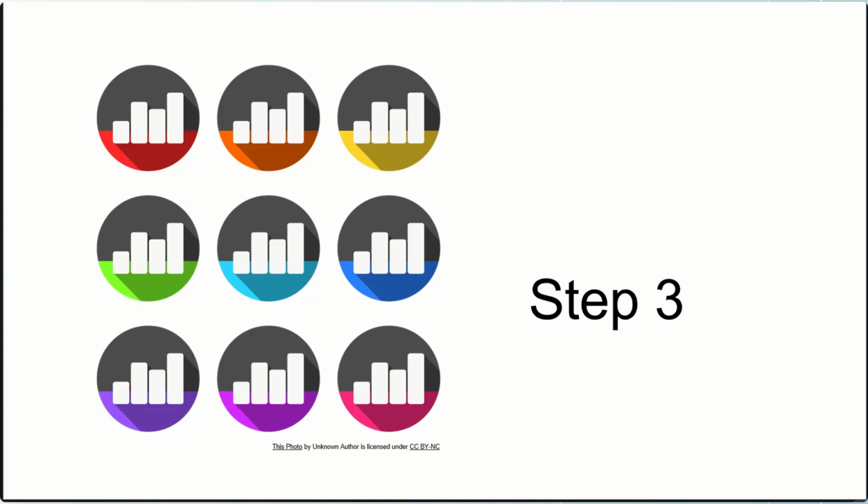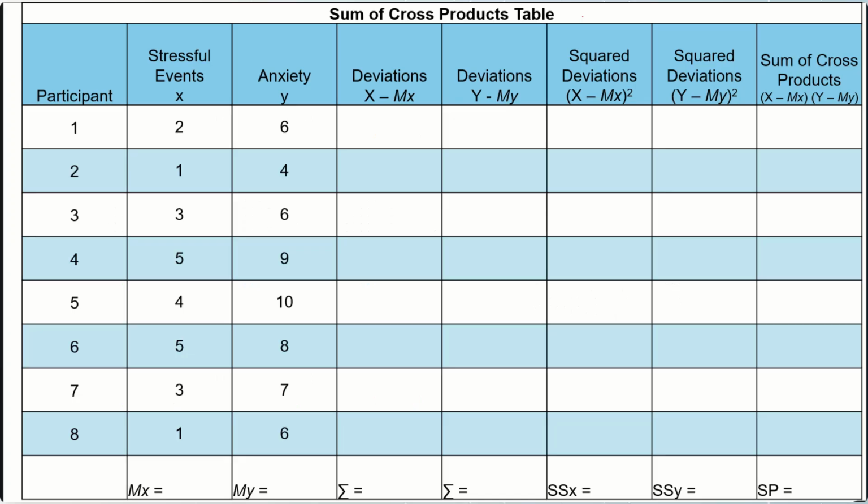This is the first thing that we want to do because we need some of those values for us to move on to the next part of step 3. So the sum of cross products, let's explain what is in each of these columns, and then we'll go step by step how to compute or complete this table. So the first column is similar to what we've seen in other tables that we've done. It's the participant identifier. So we have 8 participants. It's listed 1 through 8.